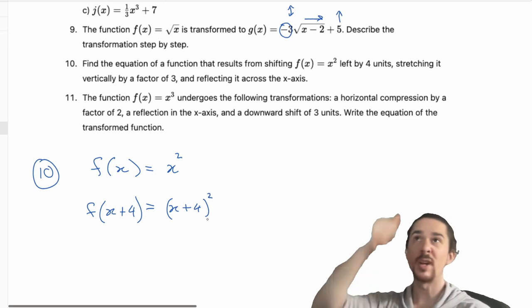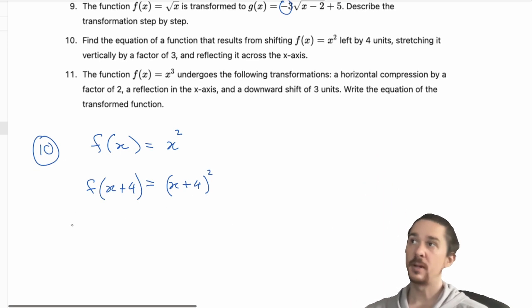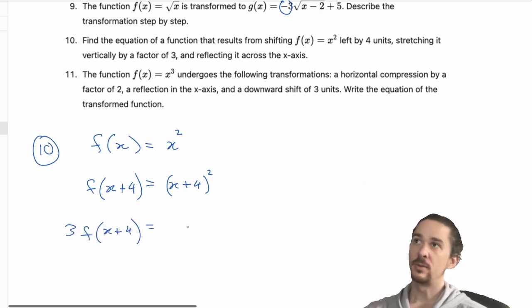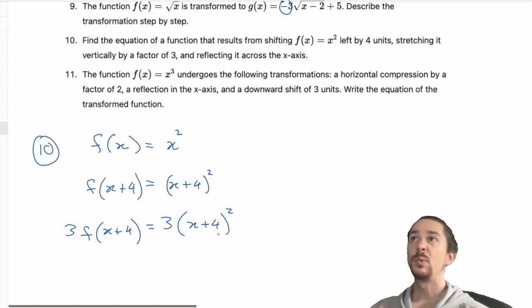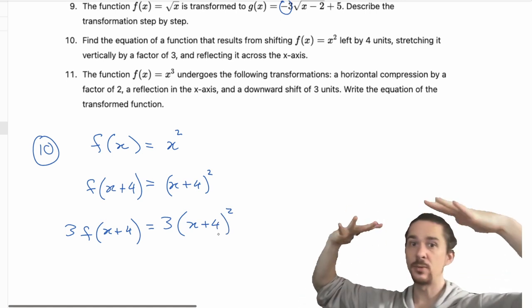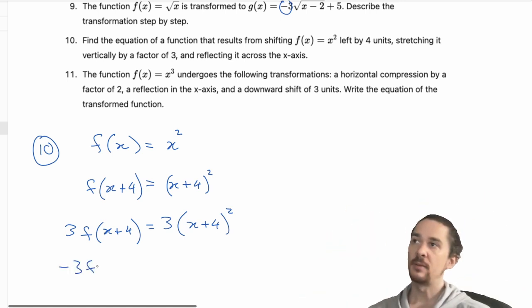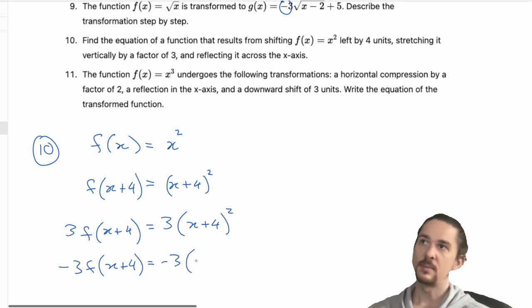Then we want to stretch it vertically by a factor of 3. So we just multiply the whole thing by 3. 3f of x plus 4 equals 3 times x plus 4 squared. And then finally, we want to reflect it across the x-axis, which means we're flipping it upside down. So it will become -3f of x plus 4 equals -3 times x plus 4 squared.